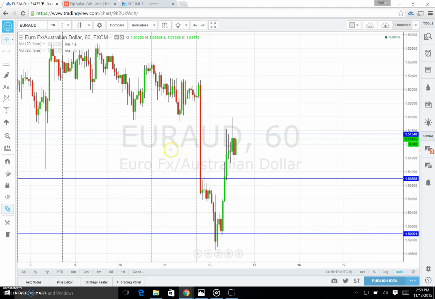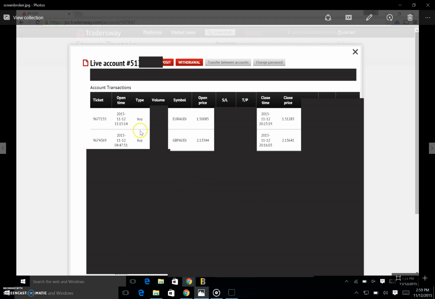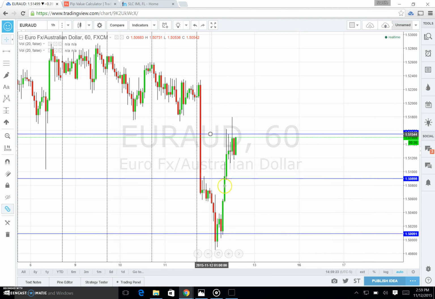We got into the GBP AUD as well because the same kind of structures were forming on that chart. My signal's poor, so I'm not going to show you guys that particular chart. But again, another profitable trade made by us. Quick, very little drawdown.